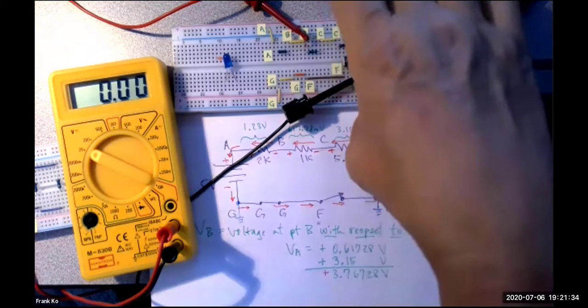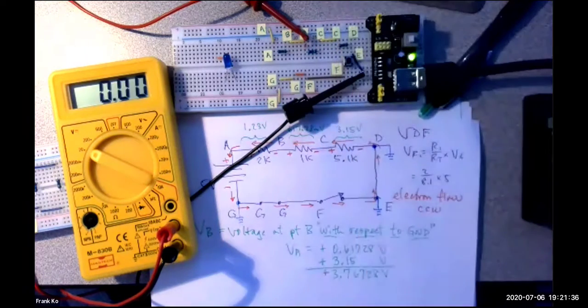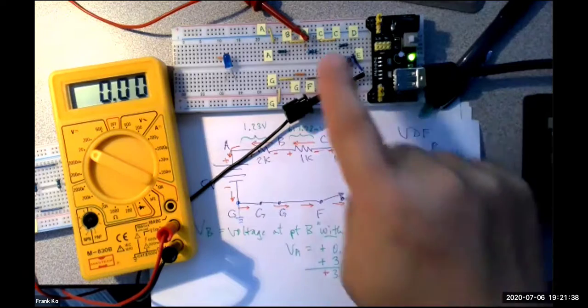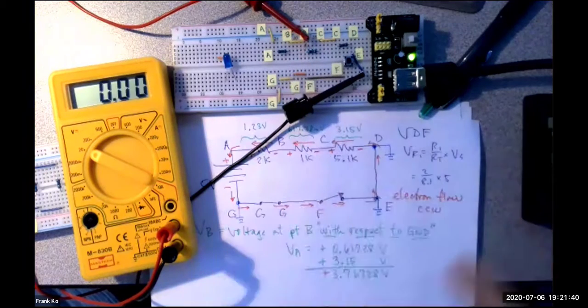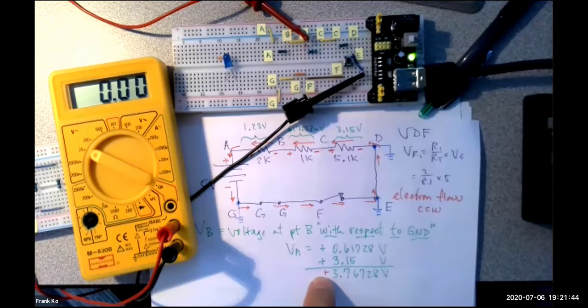Now my power supply isn't a full 5 volts. My power supply is like 2.9 and change. So what I'm actually going to measure on this board won't be this number. It'll be a little less than this, but it will be positive. It will be 3, probably 3.4, 3.5 something.